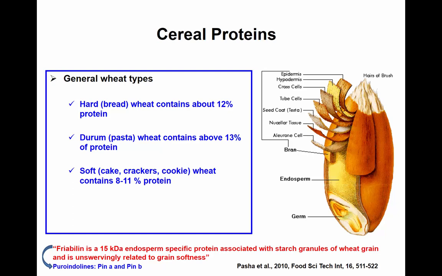Yeah, for bread you need more of the viscoelastic property. You need the viscosity and you need the elasticity. If you have a very elastic protein, it might be really good for pasta, but it won't be good for the extensibility needed for bread making.